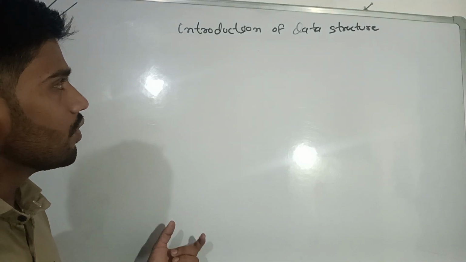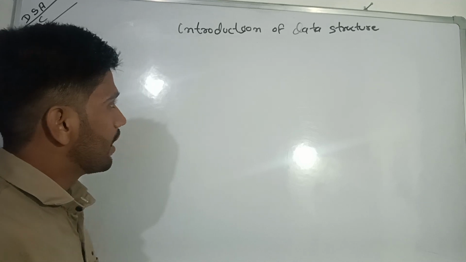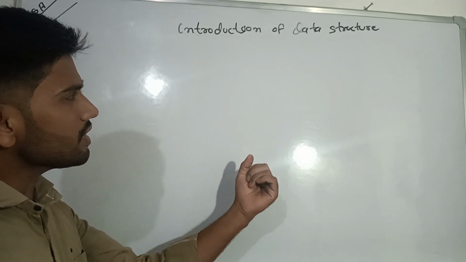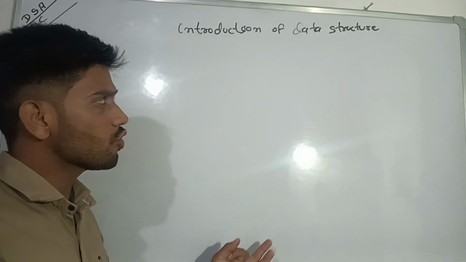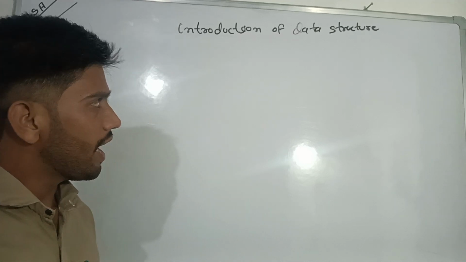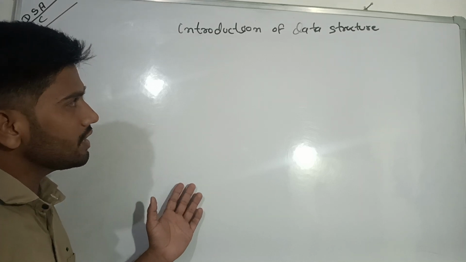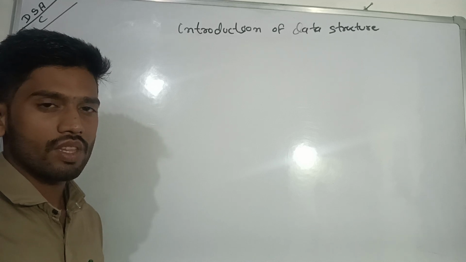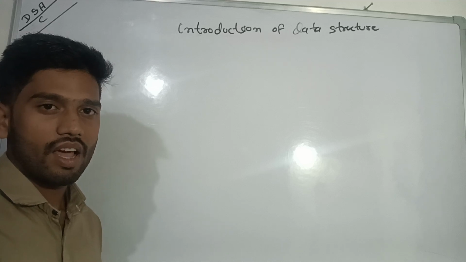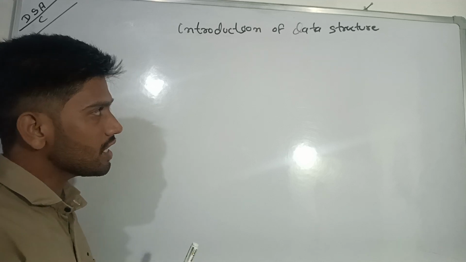First of all, we will know about the data structure. What is data structure? Data structure is a way to manage and organize the data in the memory. And there are many ways to organize and manage the data in the memory. We are already familiar with the array. An array is also a data structure that manages the data in the memory.